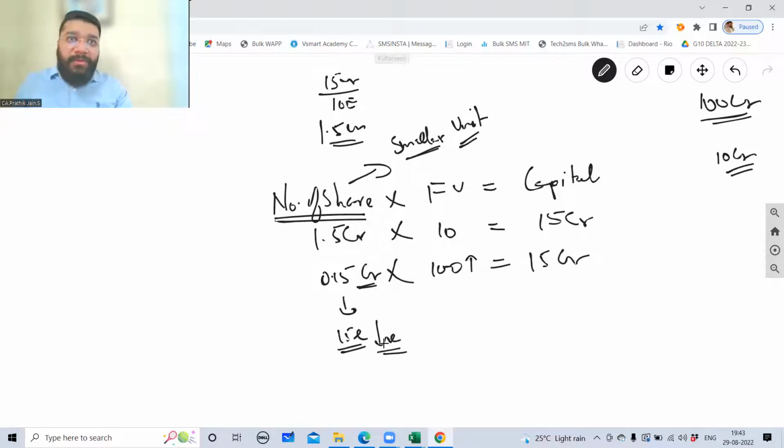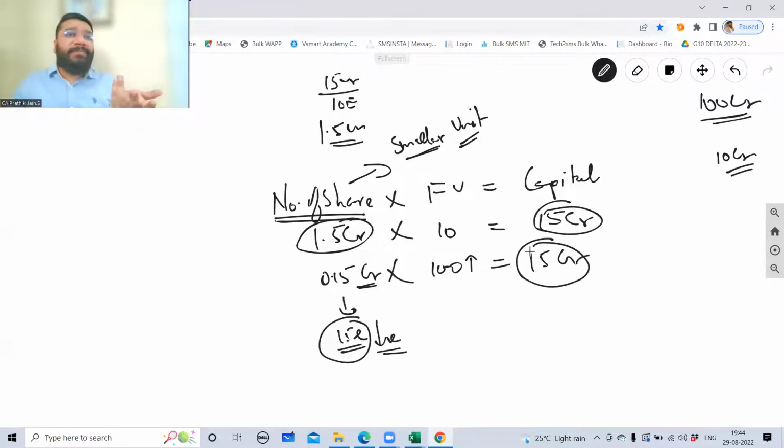Are you able to follow? In the previous case, how many shares did he get? 1.5 crore shares. Now he is getting only 15 lakh shares. It's not different, both are the same, because ultimately he's investing how much? 15 crores only. Only the quantity is varying. It doesn't matter. Am I clear or not clear?